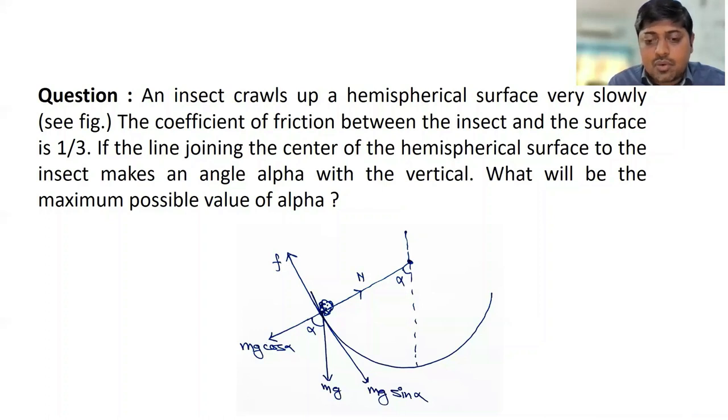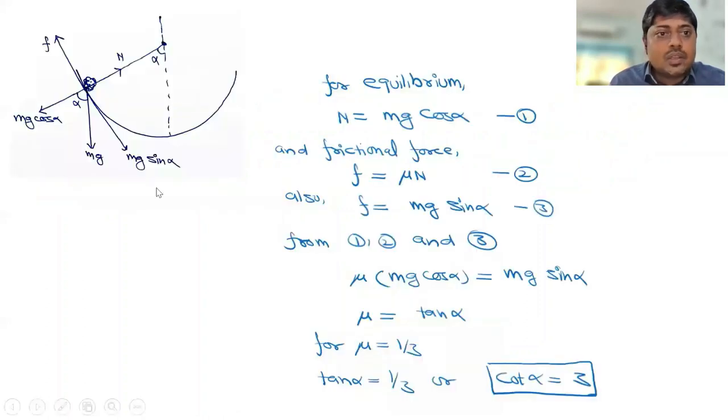So we have to find out the situation when this value of f is equal to mg sin alpha, or we have to find the value of alpha at which the frictional force and the downward force, that is mg sin alpha, are equal. So here we can see, now let's start writing the values of these forces.